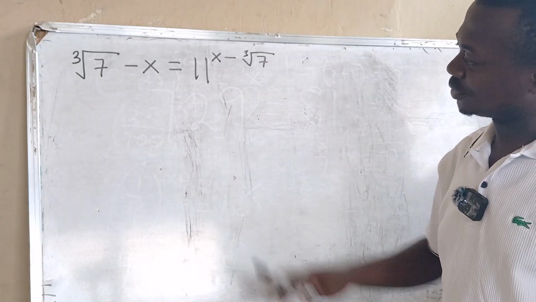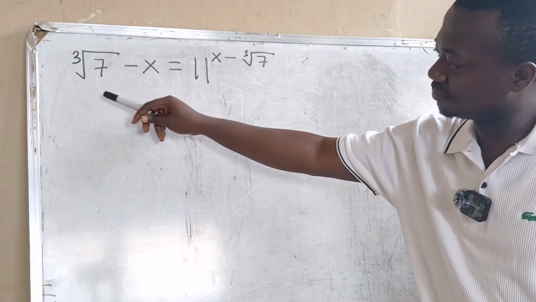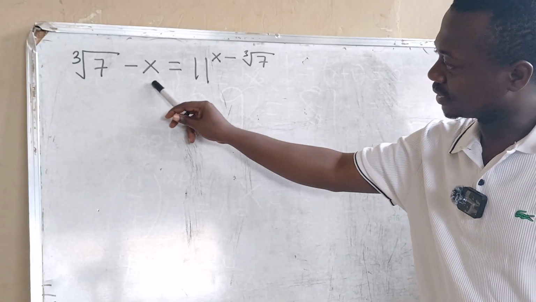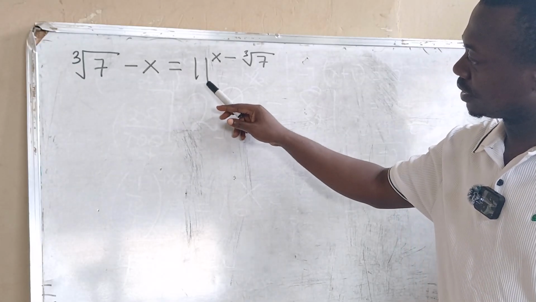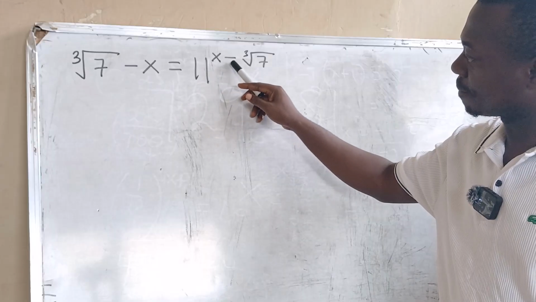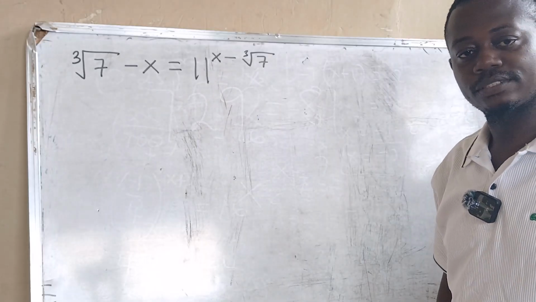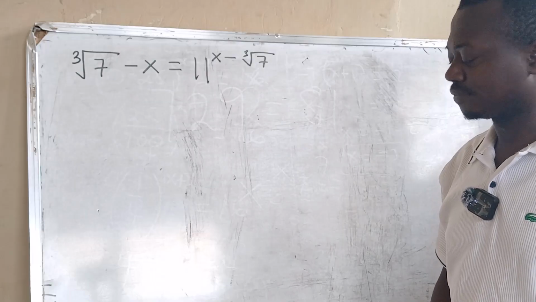Now, how do we solve for x here? So let's observe this one carefully. We are given cube root of 7 minus x equal to 11 exponent x minus cube root of 7. So how do we solve for x?